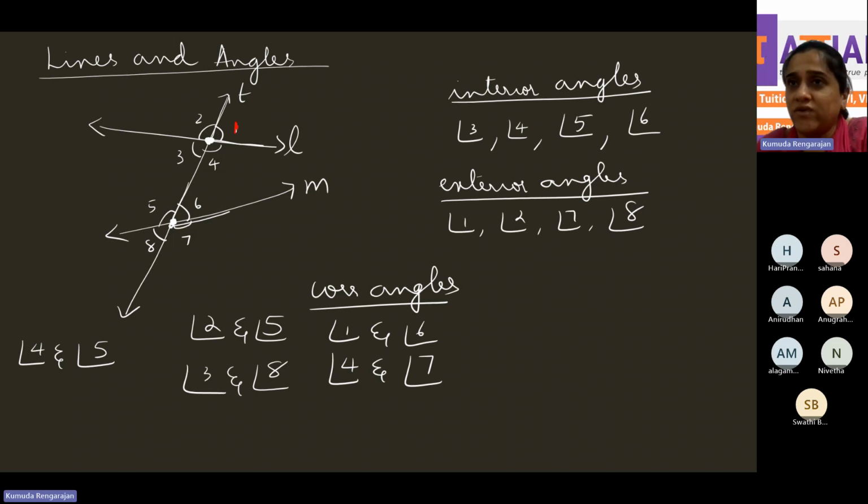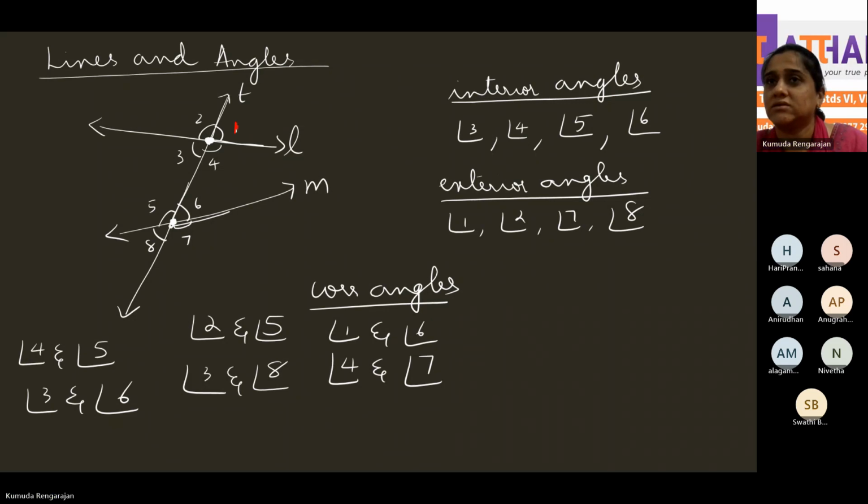Okay, so angle 4 and angle 5 form a pair of alternate interior angles. Similarly, angle 3 and angle 6. Angle 3 and angle 6 both are interior angles and they lie on either side of the transversal. They have different vertices. Alternate interior angles.